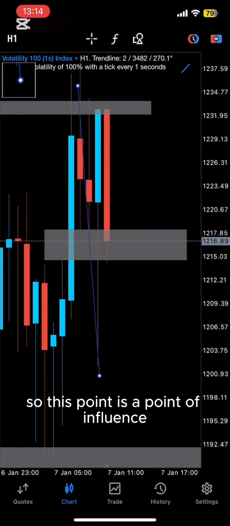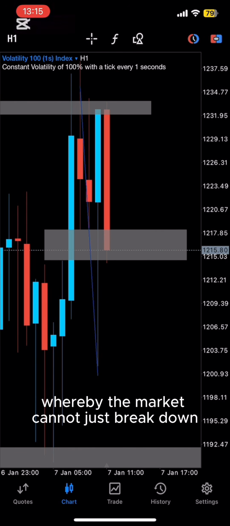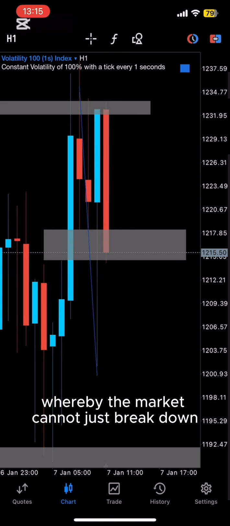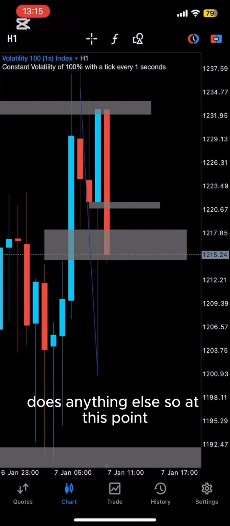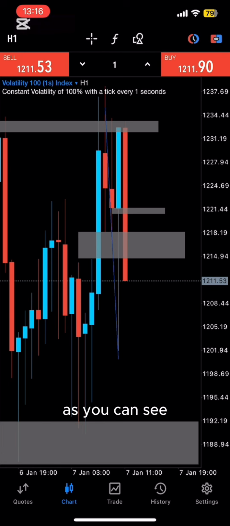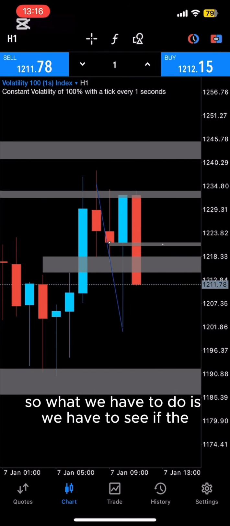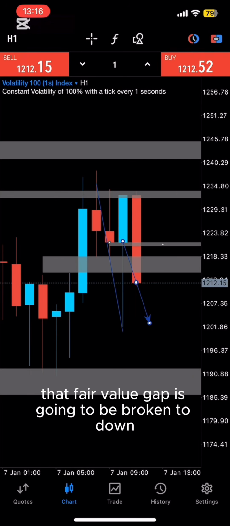This point is a point of confluence whereby the market cannot just break down or is faced with a little bit of challenge before it does anything else. At this point, the fair value gap is affecting the market, as you can see. So what we have to do is we have to see if that fair value gap is going to be broken down.